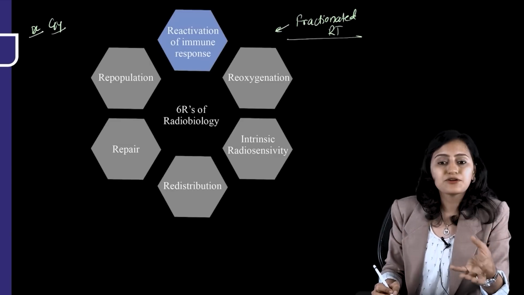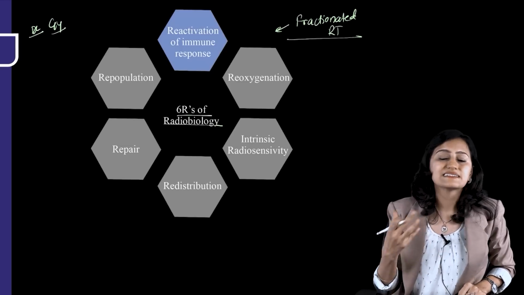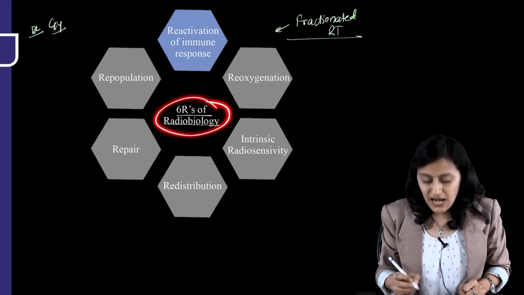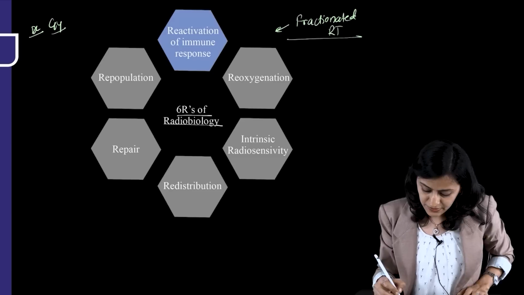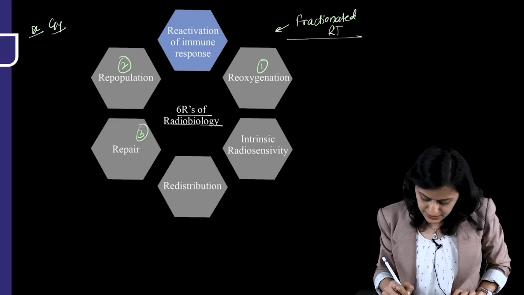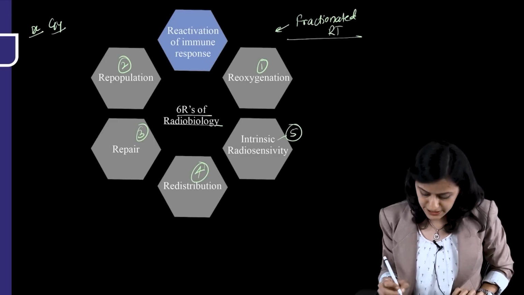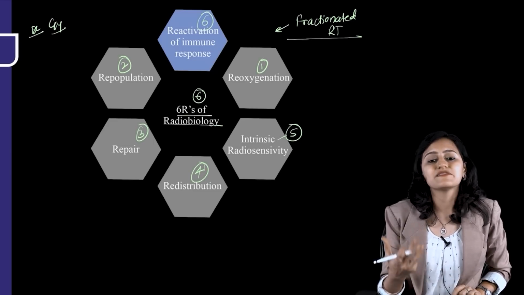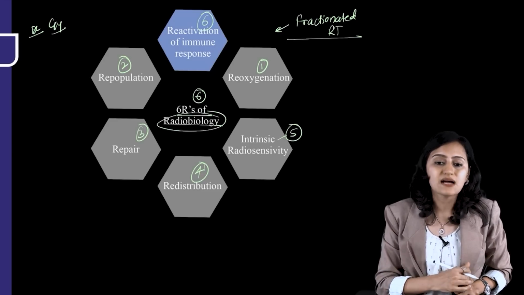Fractionated radiotherapy exploits the benefits of the 6 Rs of radiobiology. First, let us see what the 6 Rs are. 6 is the new one that has been added. We have reoxygenation, repopulation, repair, redistribution. The 5th one was radiosensitivity. And then we have the 6th one, that is reactivation of the immune response. So these are the 6 Rs of radiobiology.